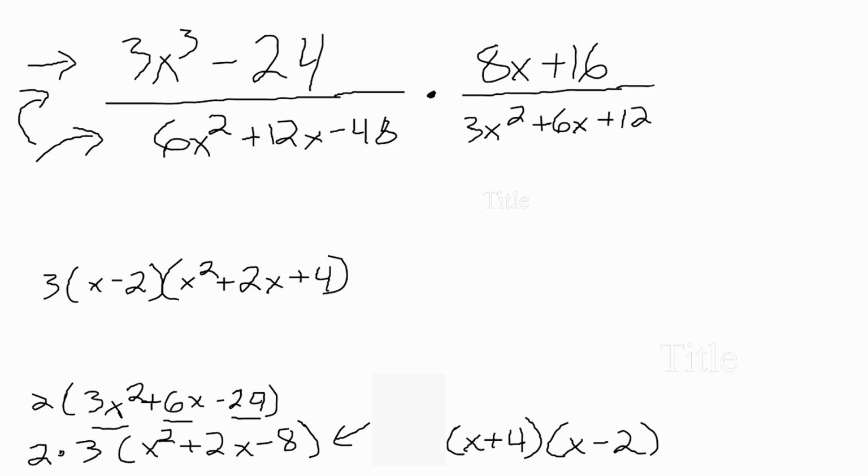Because 4 minus 2 is 2, and 4 times negative 2 is negative 8. Does anybody have any questions about how we got this?